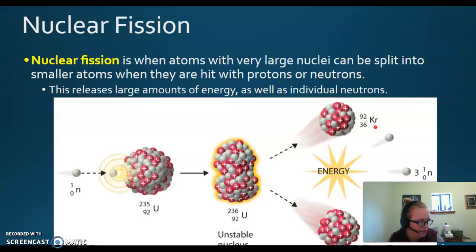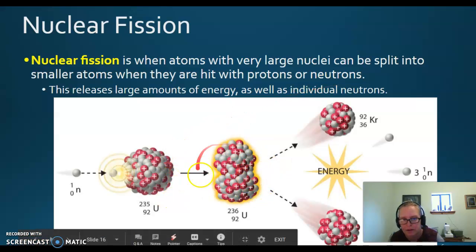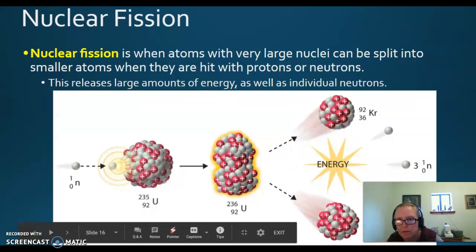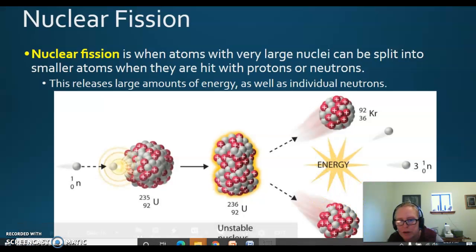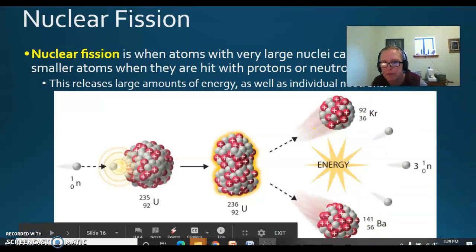Or 21 too. So nuclear fission is the next section, and that goes along with number 22. This is when atoms with very large nuclei can be split into smaller atoms when they're hit with protons or neutrons. So it releases a lot of energy as well as individual neutrons. This is a graphic about what's happening here. Notice they're splitting into barium and krypton here too, and then some neutrons getting split around too.